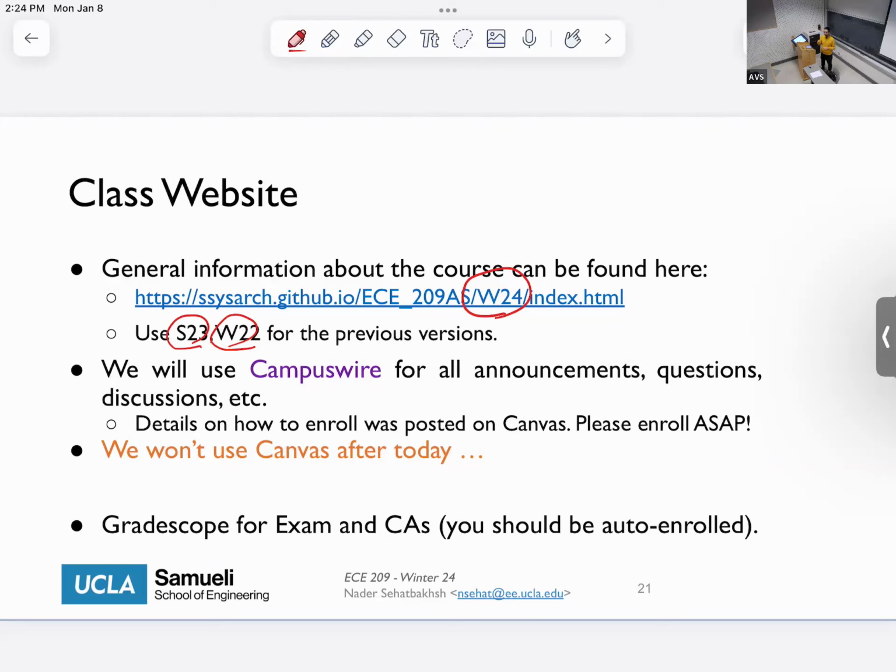And then we're also going to use Gradescope for the exam and for the computer assignments that we're going to provide. So basically, most of our work will be the website for all the public information, CampusWire for Q&A and announcements, and Gradescope for the exams and turning in the projects and stuff like that. Questions so far?